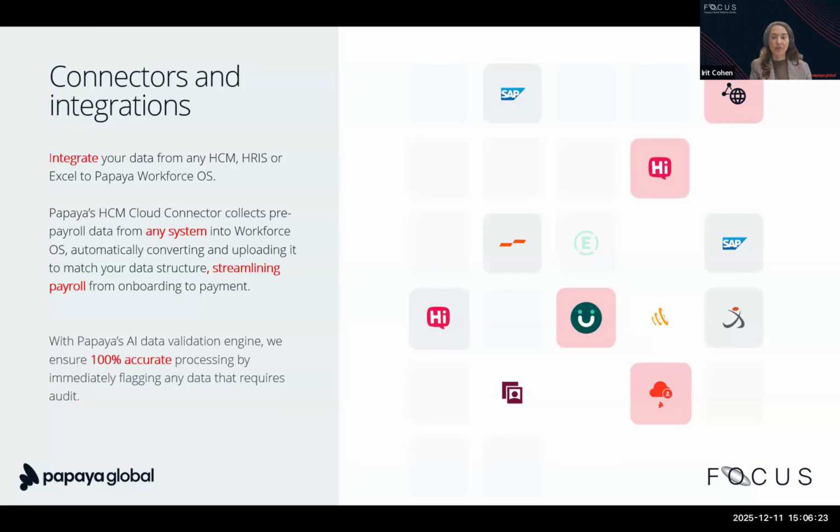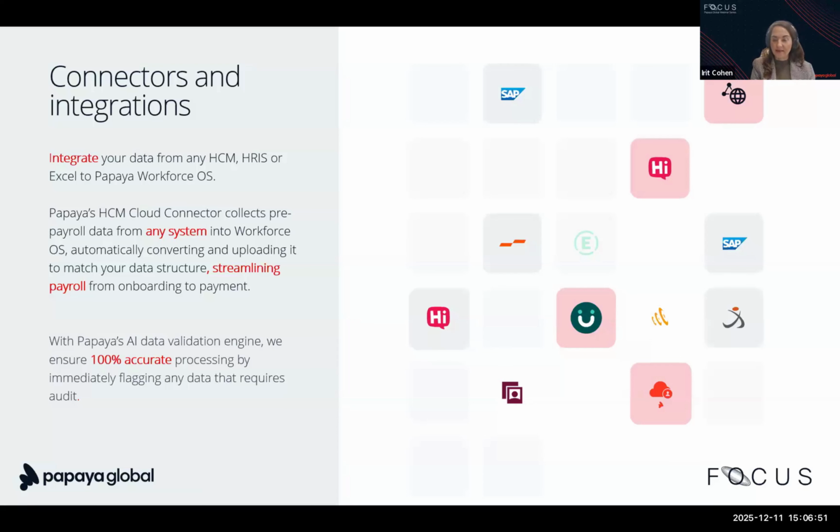The second option is to use our HCM Cloud Connector. This is a file-based integration, which utilizes SFTP automation to automate the flow. And once we get the data, we use our mappers to standardize the data, map it into the Papaya Global data structure, and make sure that we save the data properly in a unified way.